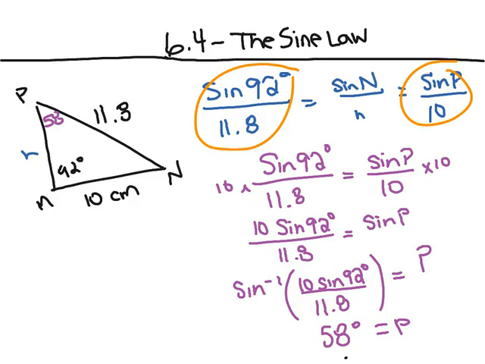Now we want to find n. Because we know that all angles in a triangle add up to 180, for n we go 180 minus 92 minus 58, and we get that n is equal to 30 degrees.